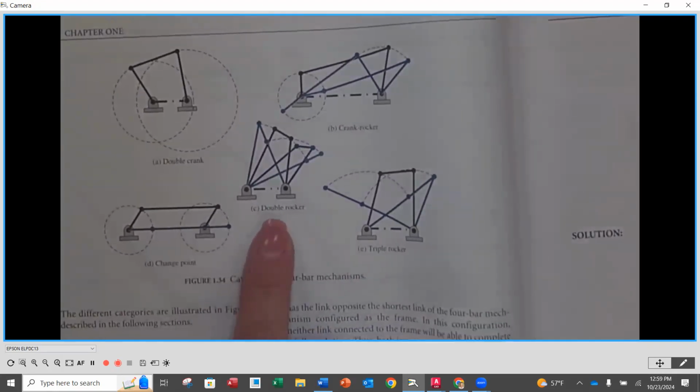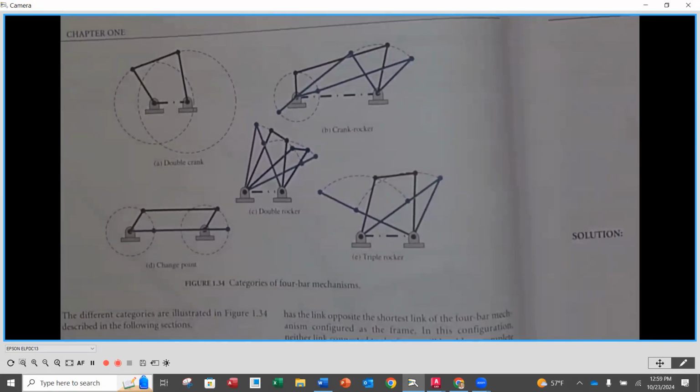The next one in the middle here, this is a double rocker. Okay, a double rocker just means that neither one of them is going to go a full circle around. So the input is going to be a rocker and the output is going to be a rocker.